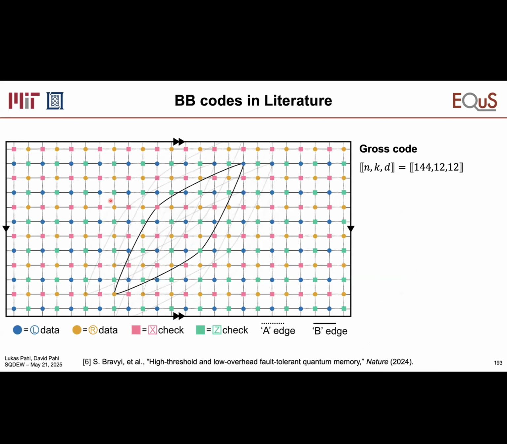So let's go to a concrete example in literature. IBM proposed this in 2023, got published on Nature, front page 2024, massive result. This is a code that has the parameters 144, 12, 12. So 12 logical qubits at distance 12 takes 144 data qubits to build. That's 288 physical qubits because you also have check qubits.